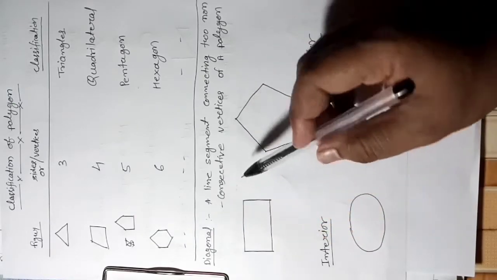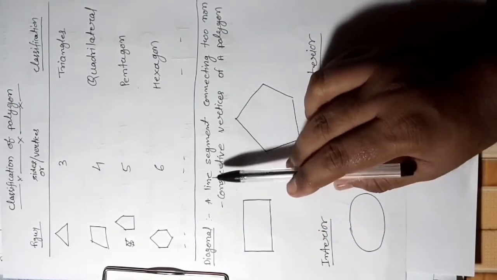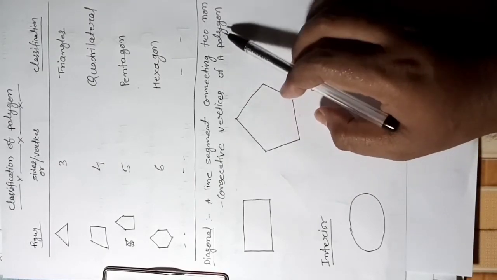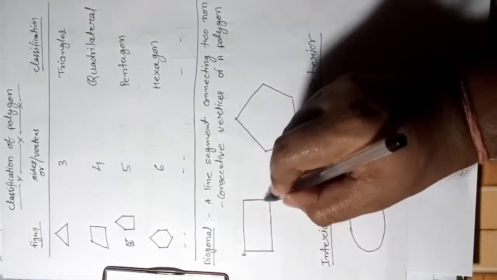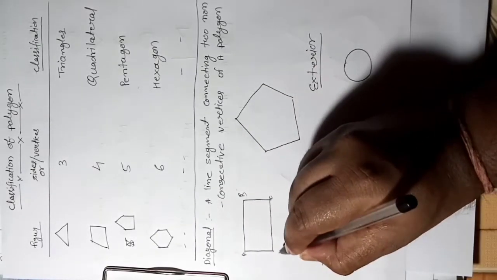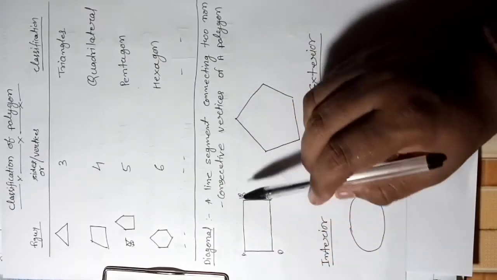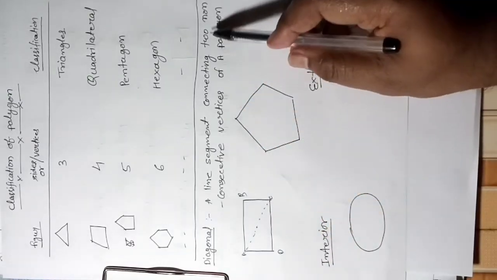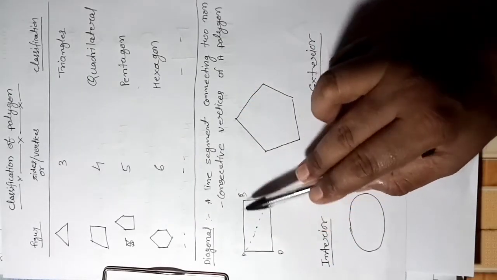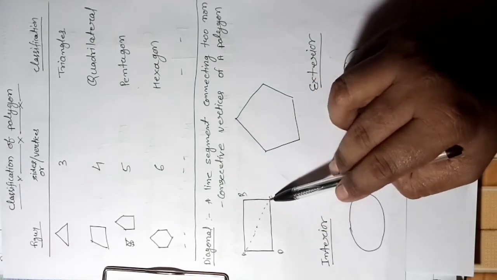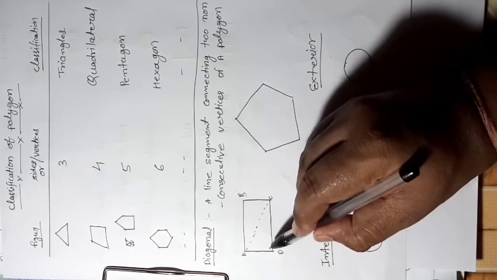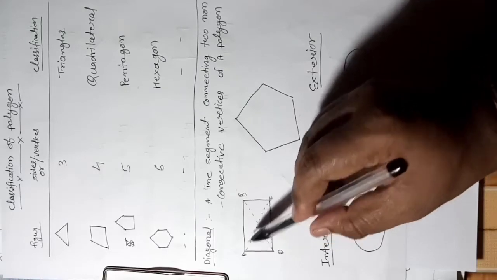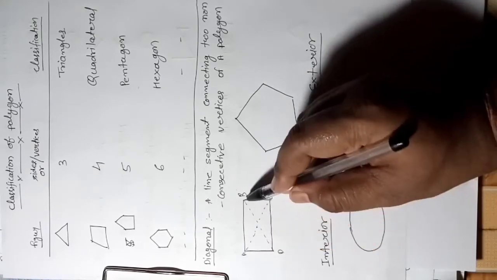What is a diagonal? Let me discuss the definition. A line segment connecting two non-consecutive vertices of a polygon. Consecutive vertices means A, B, C and D, right? A line which is joining two non-consecutive vertices, means A and B are consecutive but A and C are not consecutive. So the line joining two points which are not consecutive vertices, right? This line AC is a diagonal and BD is a diagonal, right?